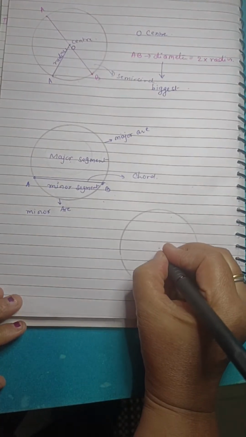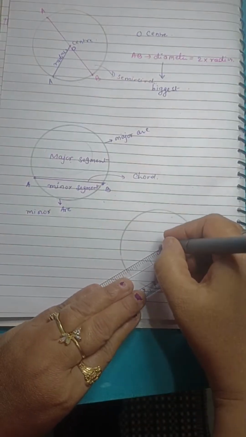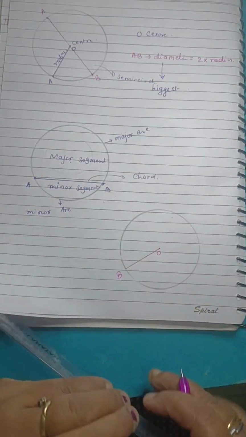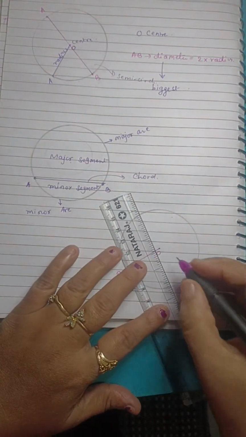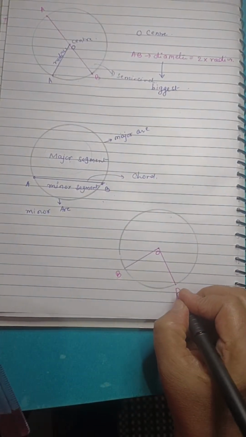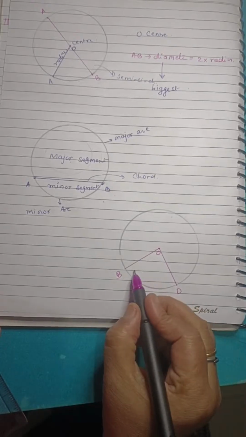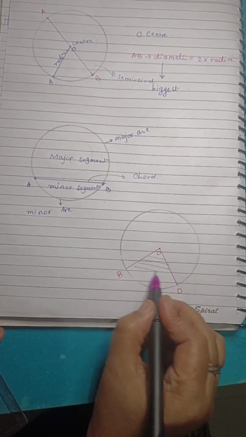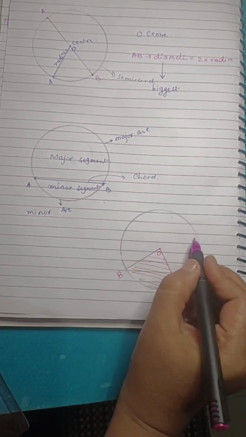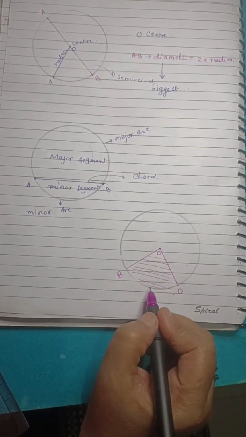Again, this is the center, right? Now I have made two radii. One radius is, say, OB, and another radius is, say, OD. Now these two radii are dividing the whole circle area into two parts. So this is the portion which is covered between the two radii, and this is also the portion which is covered by two radii. Okay, so this is the smaller part.